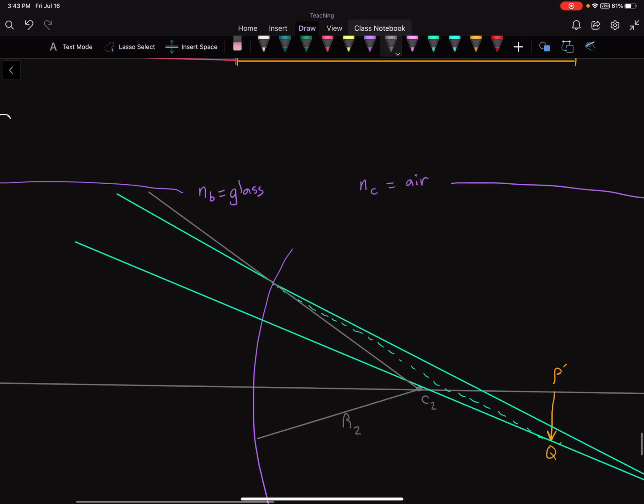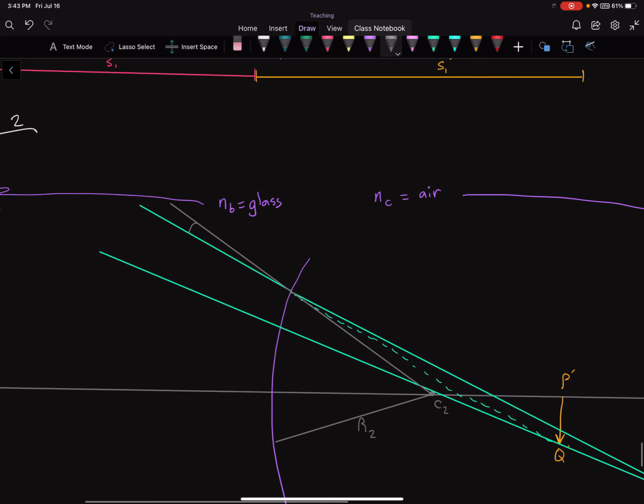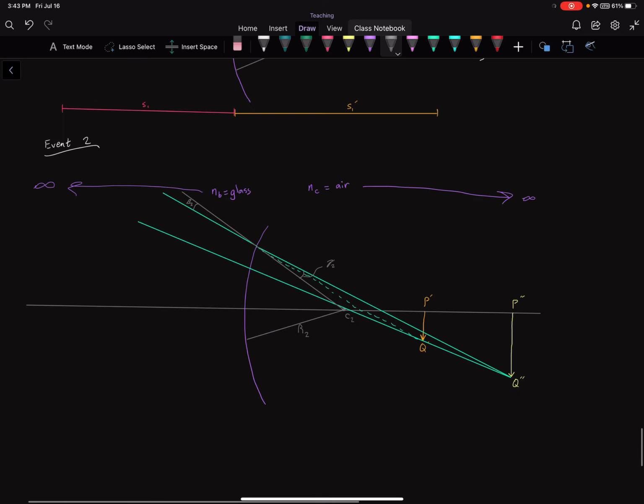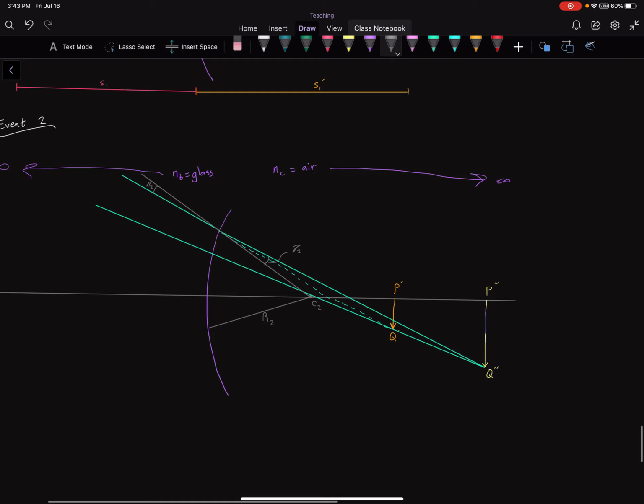All right, so that means that this angle is going to be, we're going to call this B2, and this angle that it actually approaches at, not to the dotted one, but to the actual solid line, we're going to call gamma 2. I know I'm going kind of crazy with my notation, but to me that makes most sense. So our law of refraction says NB sine beta 2 is equal to NC sine gamma 2.